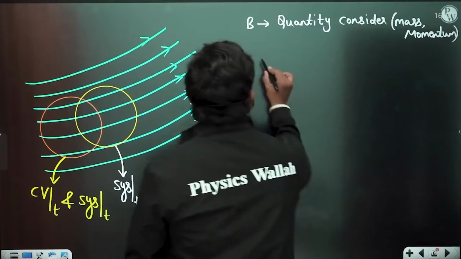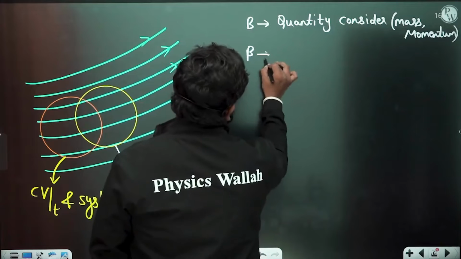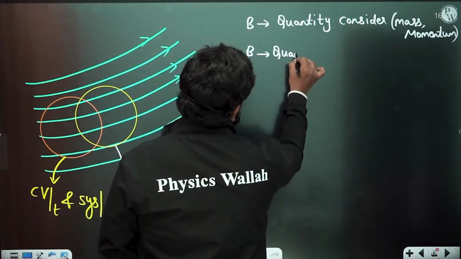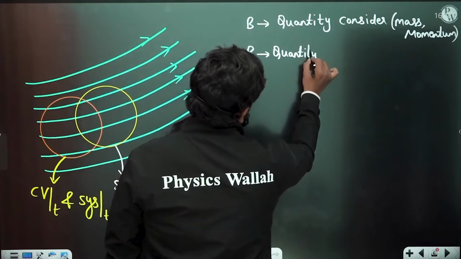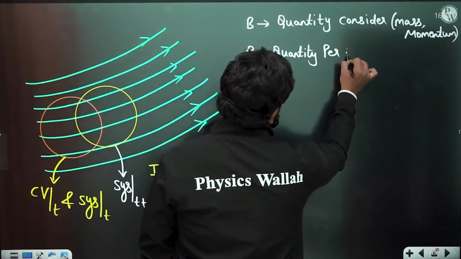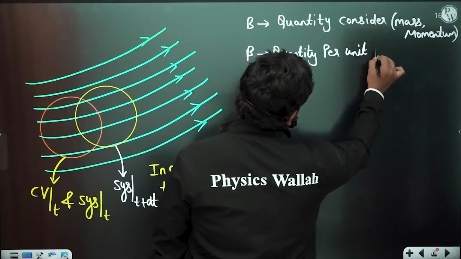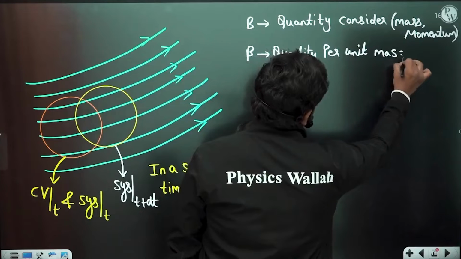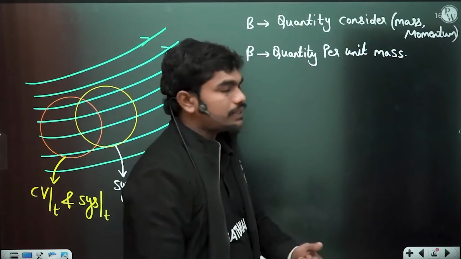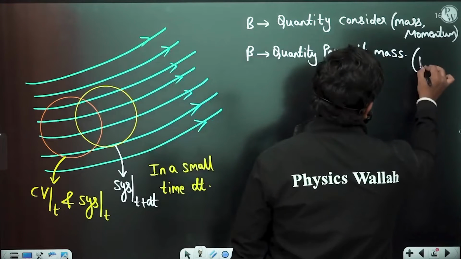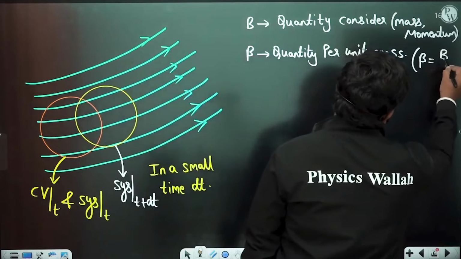So beta is quantity per unit mass. Quantity per unit mass is what you have here. So this is quantity per unit mass, which means basically the beta value is capital B by M.